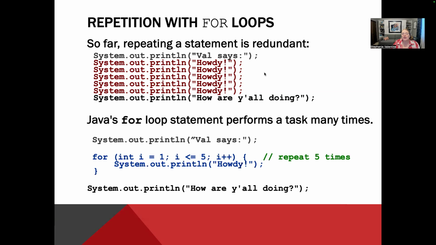So here is that same code. We have a little indentation issue here, but basically we start with Val says that, and then we're going to repeat howdy 5 times. So here is what our for loop looks like. We're going to go into the syntax of that in just a minute. But see that we have just one howdy instead of 5 howdies, and then we print how are y'all doing. So in this way, we are able to have the computer do the repetition instead of us doing the repetition.